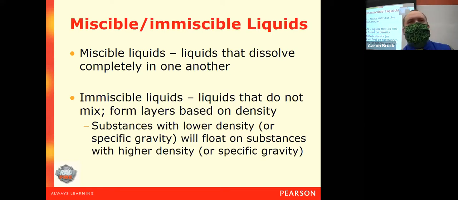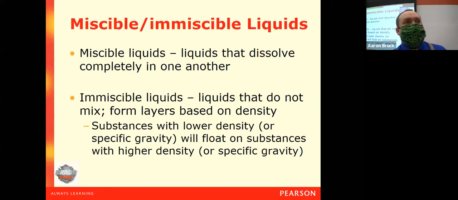Immiscibility: these are liquids that do not mix together. They do not dissolve in each other. And as a result, they're going to form kind of layers based on their density. This is where our ideas of specific gravity come in. Those that have high specific gravity will sink. Those that have low specific gravity will float.